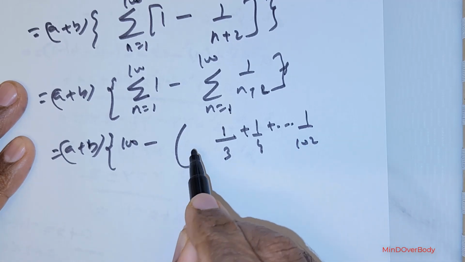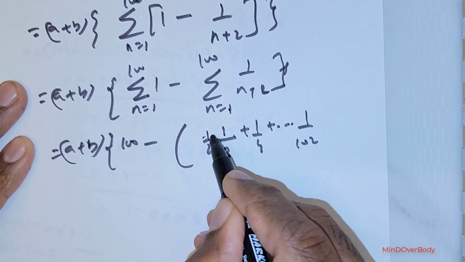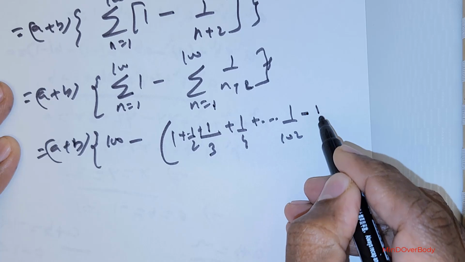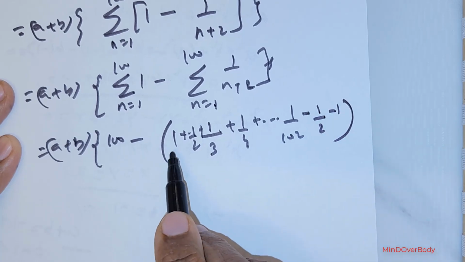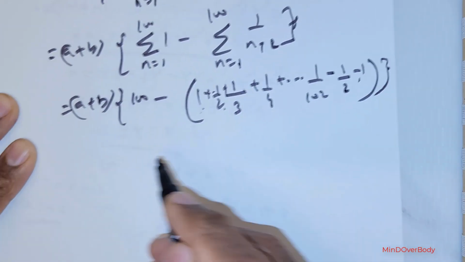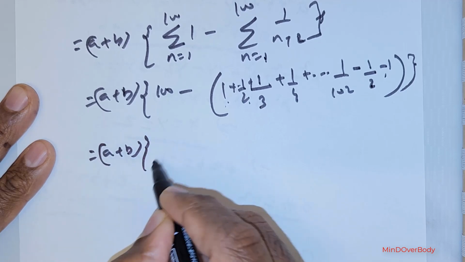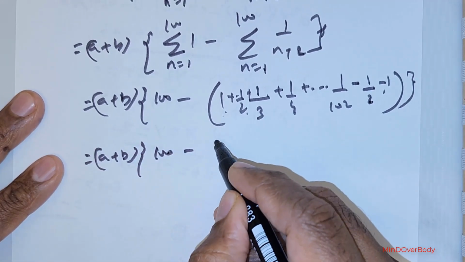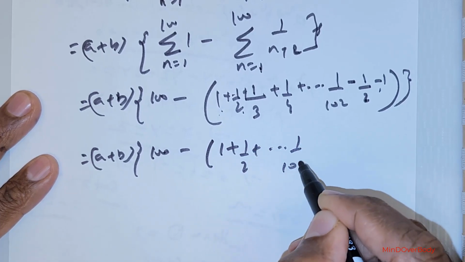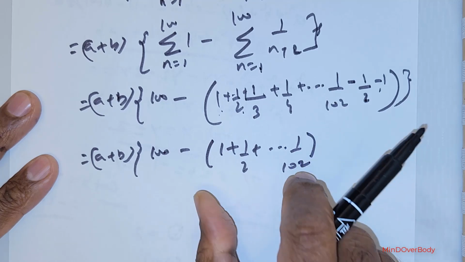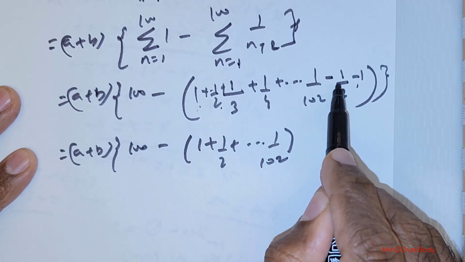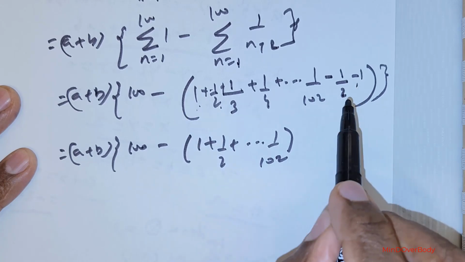Now what I wish to do is I want to have a 1 over 2 here and a 1 here. So I will have to subtract that 1 over 2 and that 1. You follow me? I'm adding 1 and 1 over 2, I'm taking away 1 and 1 over 2. So this is equal to a plus b times 100 minus, now this entire term can be written as 1 plus 1 over 2 plus etc. up to 1 over 102, and I have to bring this negative 1 over 2 negative 1 out.